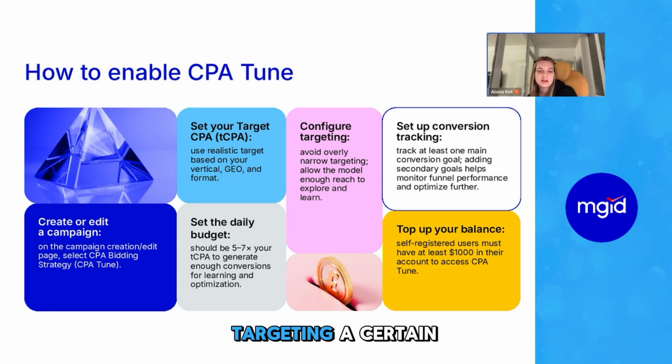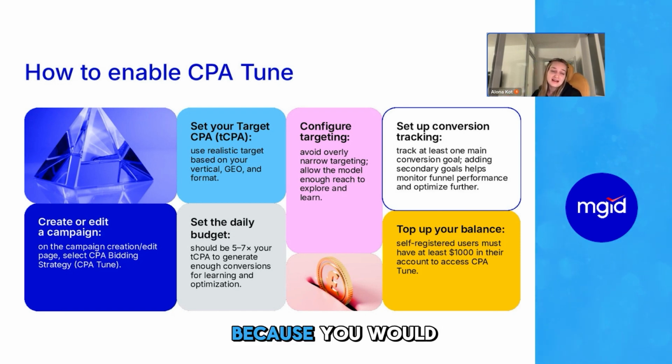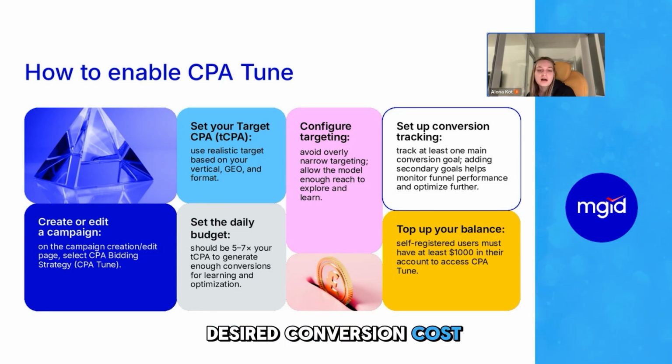As we are targeting a certain CPA, we want to make sure that we can actually deliver. So imagine that you had a daily budget that would allow you to buy only one conversion. That would be frustrating because you would have to explore for days, right? That's why we suggest setting at least 5 times your desired conversion cost. And of course, you can set the daily budget higher.